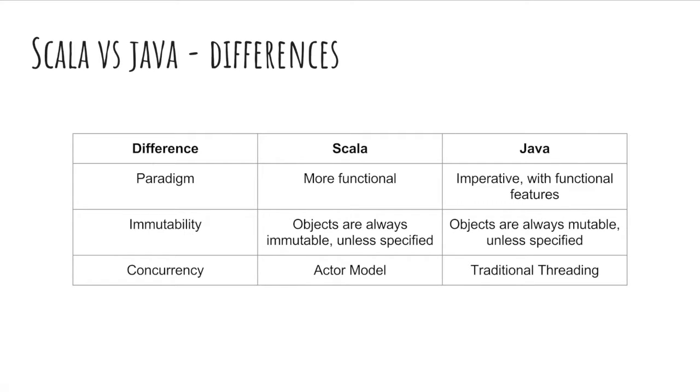The second difference is that in Scala, objects are always immutable, unless specified otherwise. This is the total opposite from Java, where objects are always mutable. Having immutable objects makes it much easier to handle concurrency with Scala.